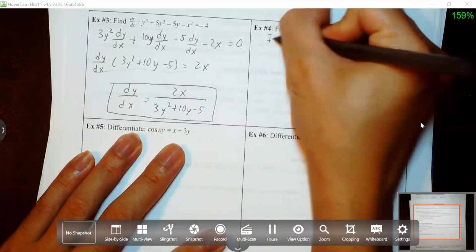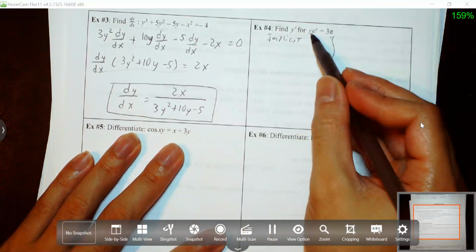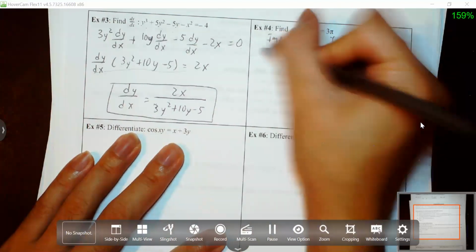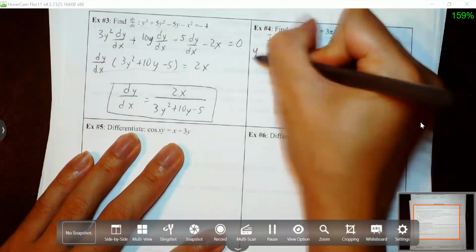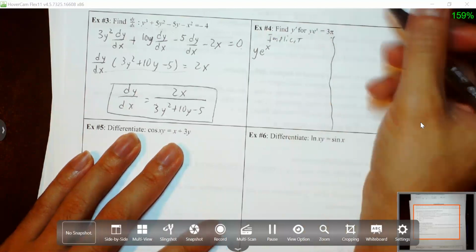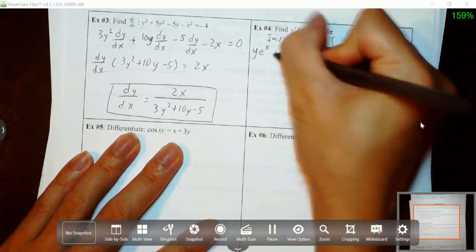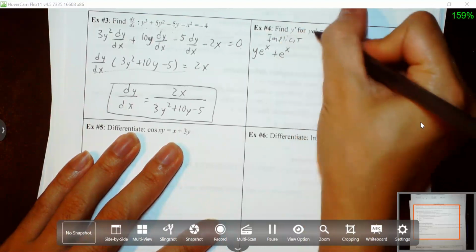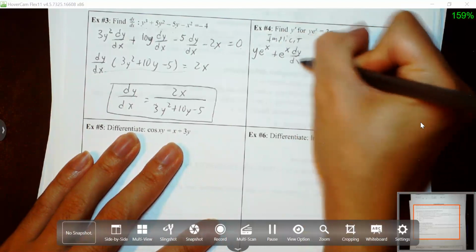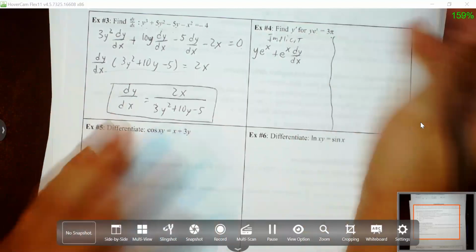So my implicit. If I take the derivative of y e to the x, this is the product rule. So it's first times the derivative of the second. And remember, the derivative of e to the x is just e to the x, plus the second function, which is e to the x, times the derivative of the first. The derivative of y is dy dx. And then the derivative of 3 pi, remember pi is just a number, so this is 0.